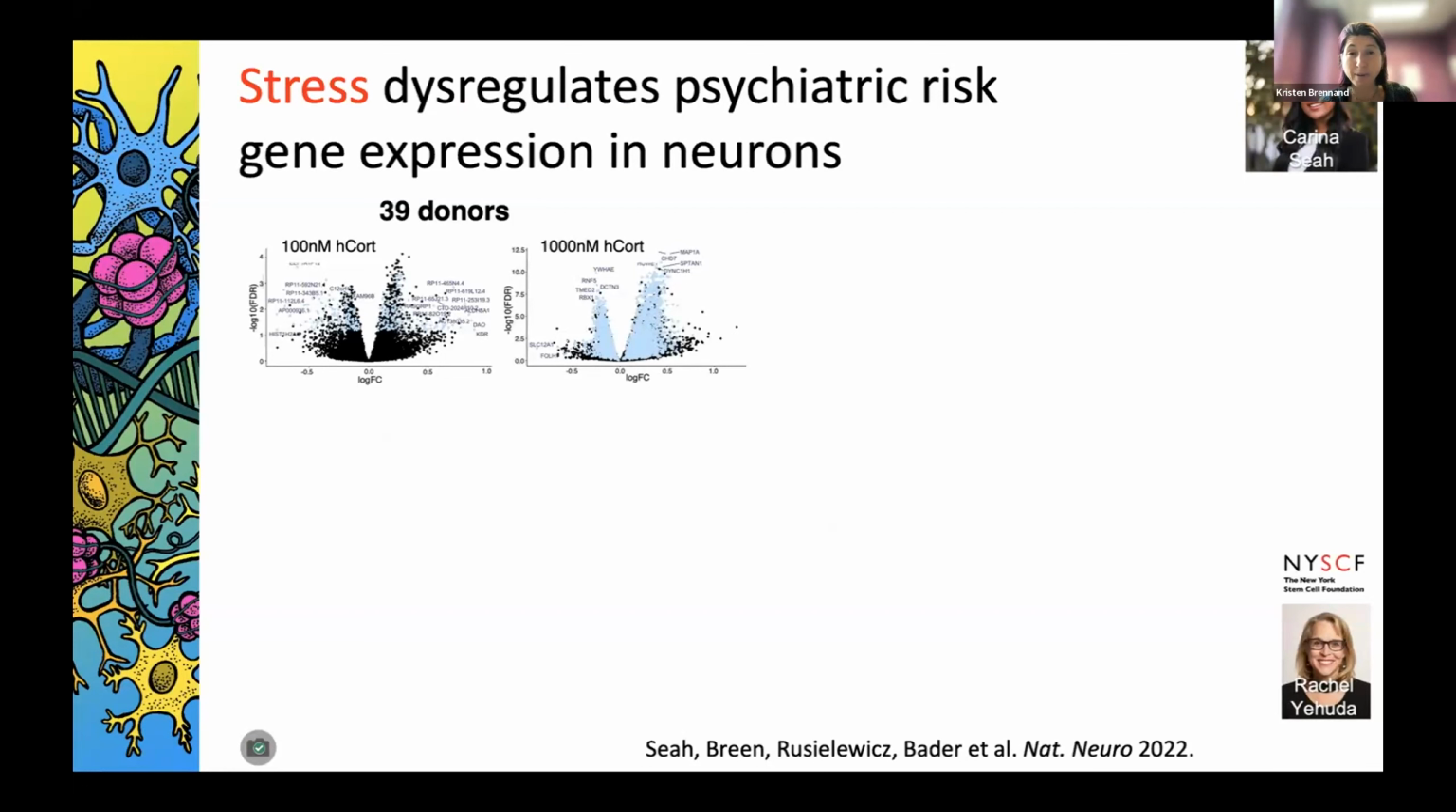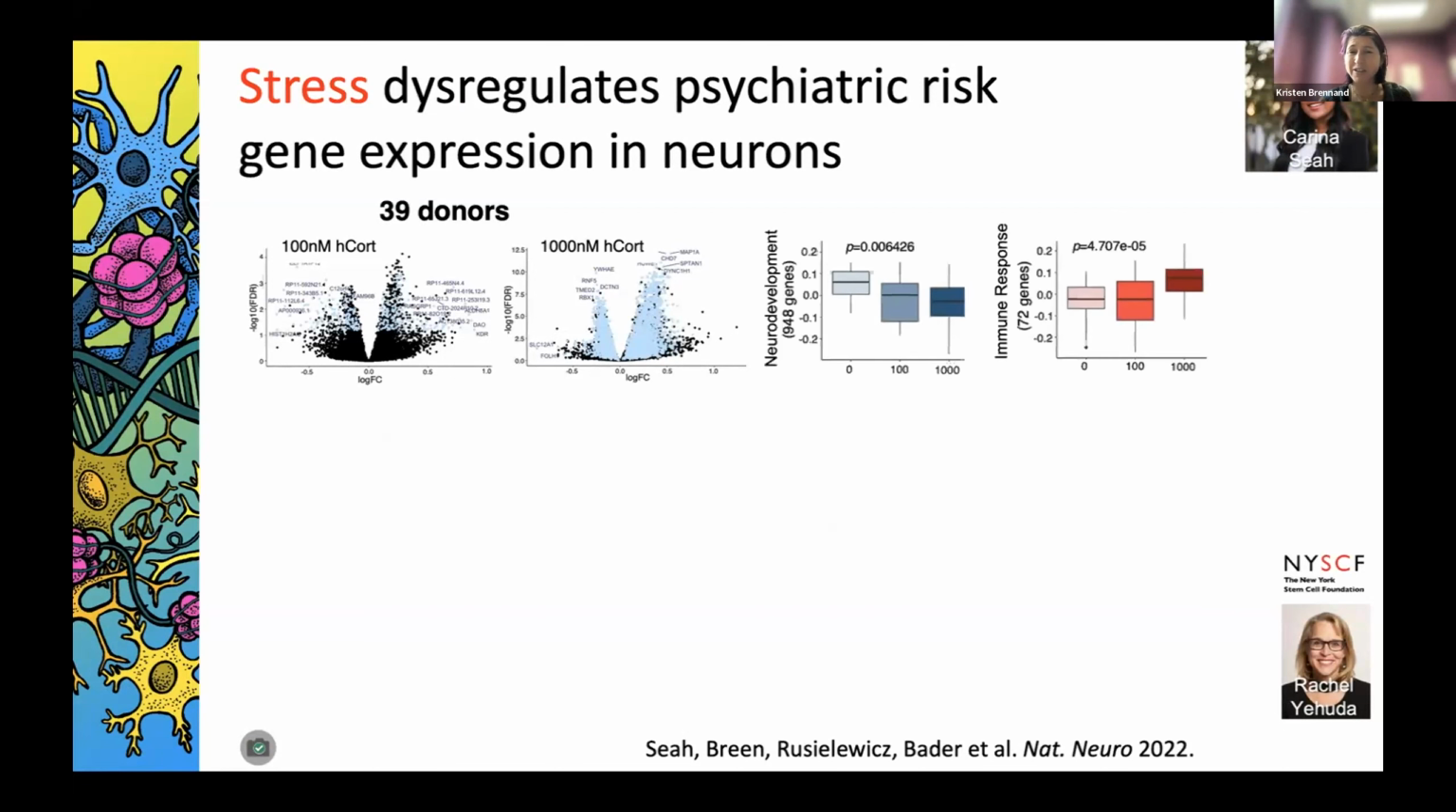So here I'm showing you some basic RNA-seq performed by Karina Sau, where we're looking at high and low dose response to stress. And as you can see, the more you stress the neurons, the more their gene expression changes. The types of genes that change expression when you stress neurons relate to neurodevelopment and immune response, all this makes sense. But what I didn't tell you is these 39 donors that were combat exposed, half of them had PTSD and half of them did not.